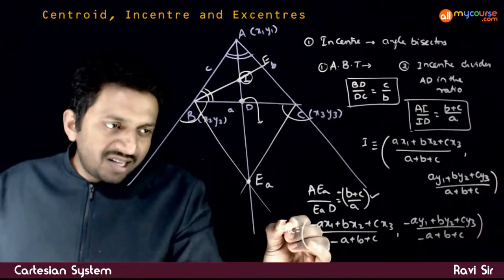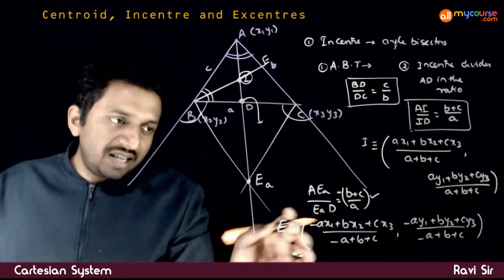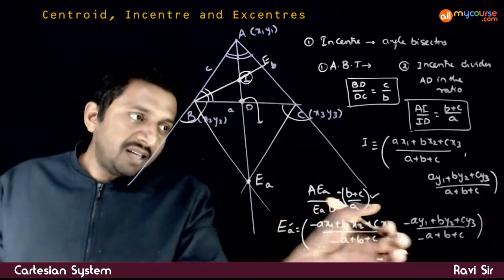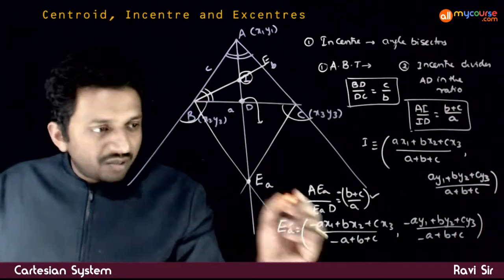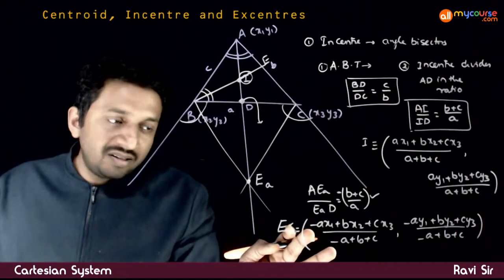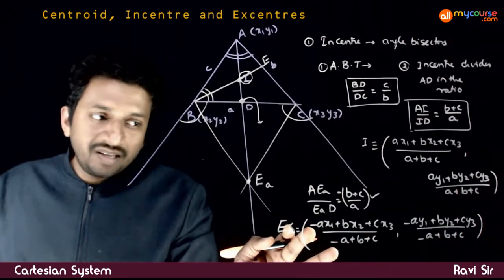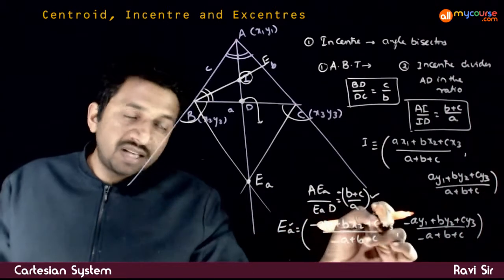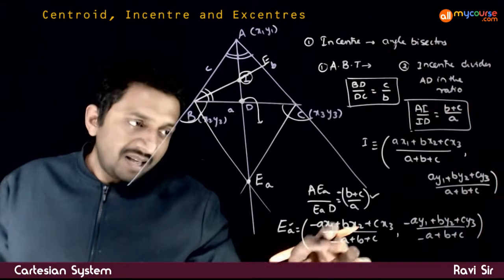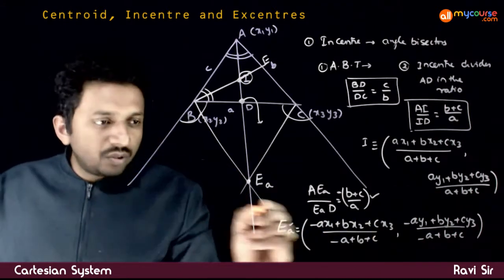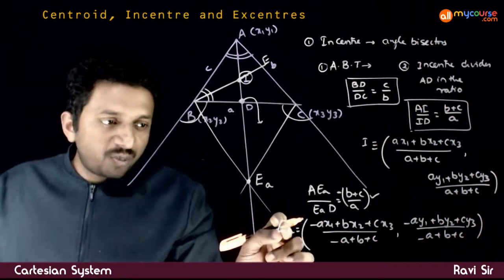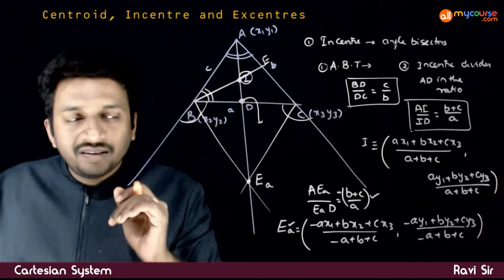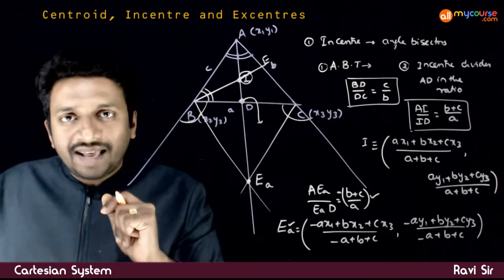If you want the excentre opposite to vertex A, you have to put minus a in both numerator and denominator. So the minus comes with the terms corresponding to A. If you want E_B, you get (ax1 minus bx2 plus cx3)/(a minus b plus c). So whichever excentre you want, corresponding to those vertices and sides, you put a minus sign. So this gives you the formula for excentre.